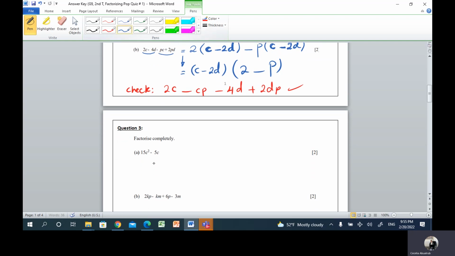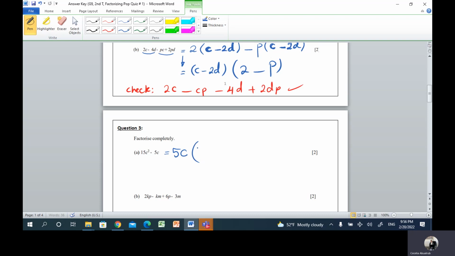So here, 15c squared minus 5c. 15 is not a squared number and 5 is not a squared number. So in this case, we need to find the common factor. So c, is it only c? That's not right, because they say factorize completely. So 5c is going to come out.